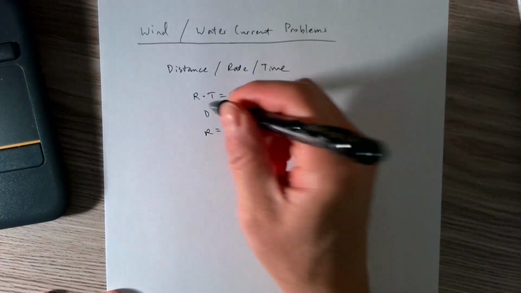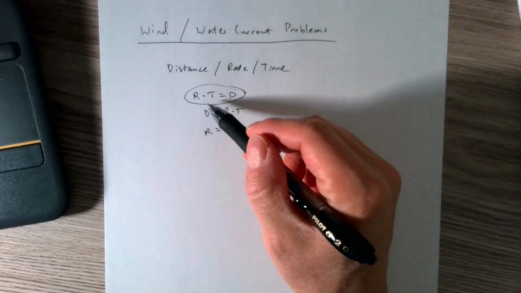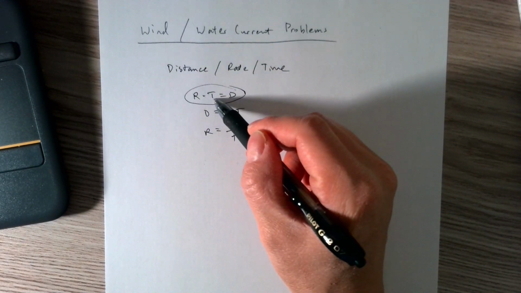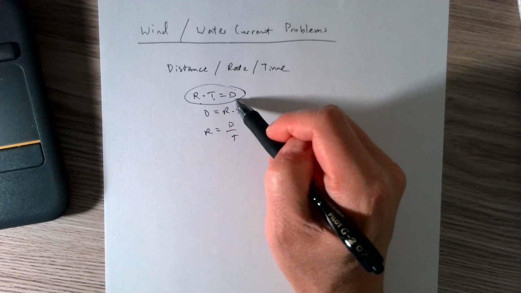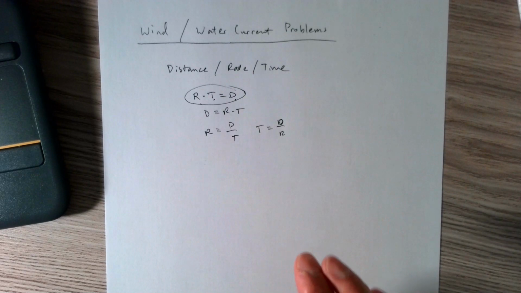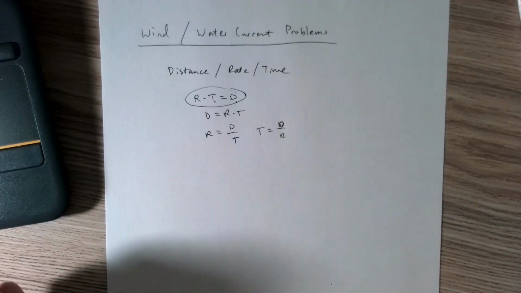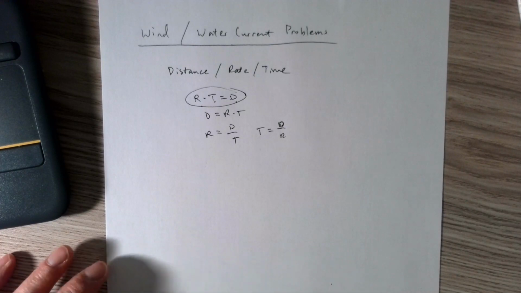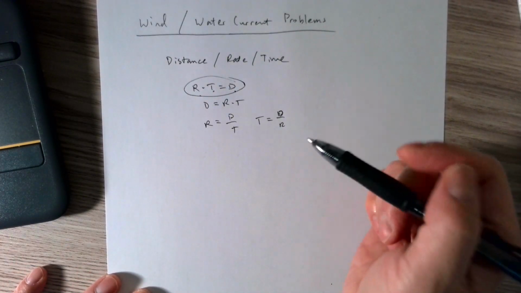Okay, all of this stemming from this fact that if you take the speed of an object multiplied by the amount of time going at that speed, you will get the distance traveled by that object. Okay, so in the problems I'm going to show you today, the objects we're going to be dealing with are flying objects, like airplanes, or objects moving in water, like boats.